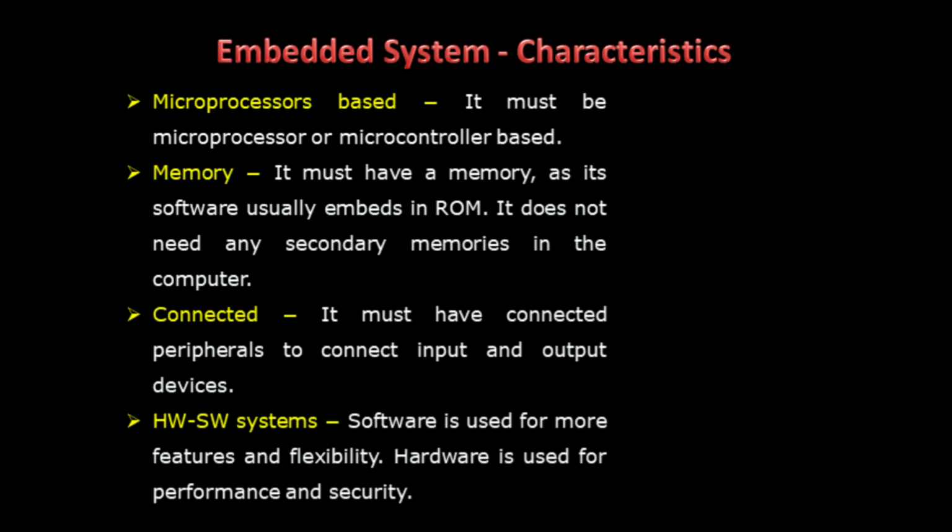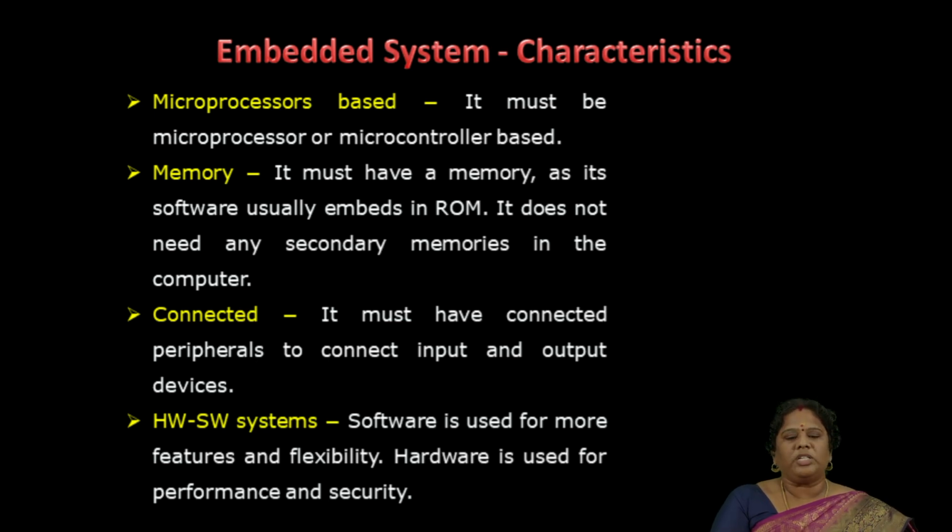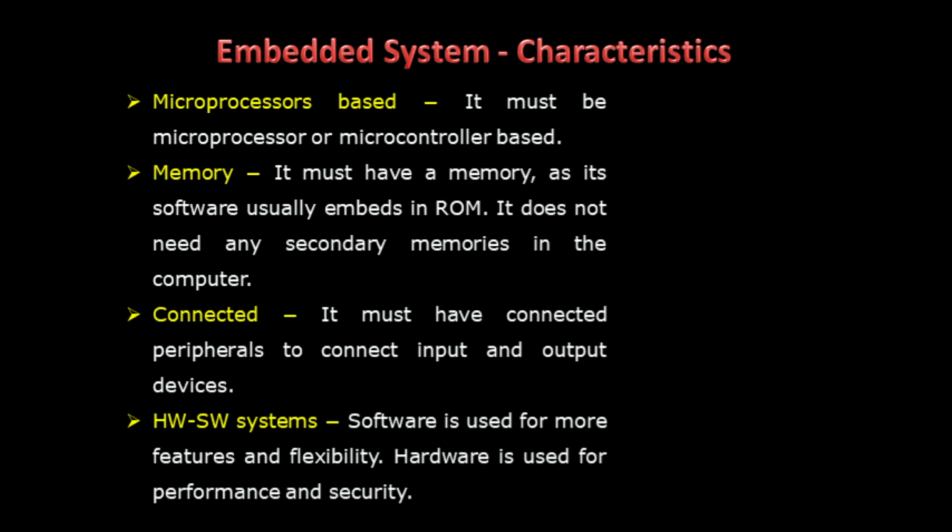And then, an embedded system is connected. Why is it called connected? Because the components of the embedded system are interconnected with each other. It uses some peripheral devices, and input and output devices are connected together. And then it is a hardware and software system, because the software is embedded within the hardware system. The software gives more features and flexibility. The hardware enhances the performance and security of our system.